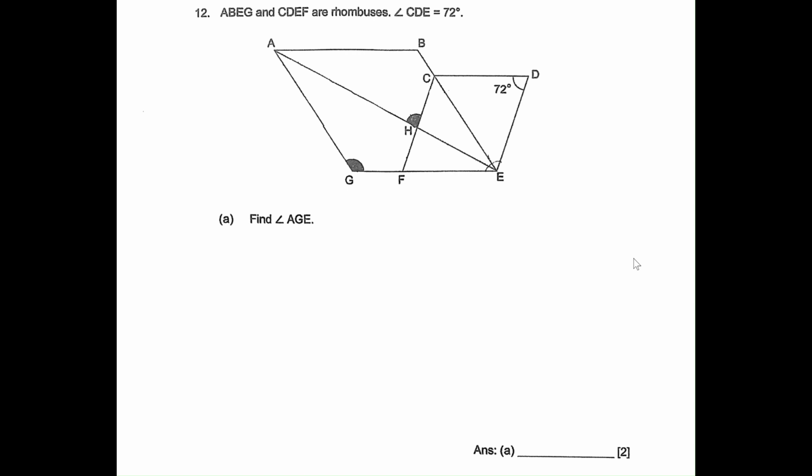Question 12 is another English question. A, B, E, G, this one is a rhombus. So all rhombuses have equal sides. And to draw these little ticks, it looks like whiskers, so I call them whiskers to remind us that those lines are equal. Okay, so ABEG is a rhombus and CDEF is another rhombus, but we must differentiate the ticks. So we put double ticks for this. Okay, and since they are rhombuses, each rhombus is made up of two isosceles triangles.